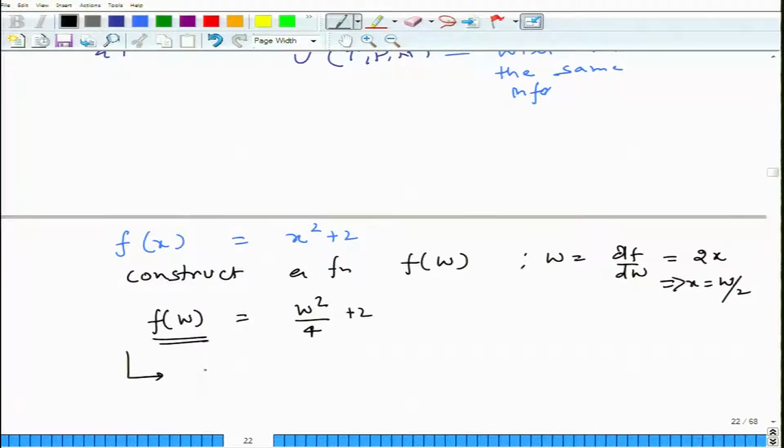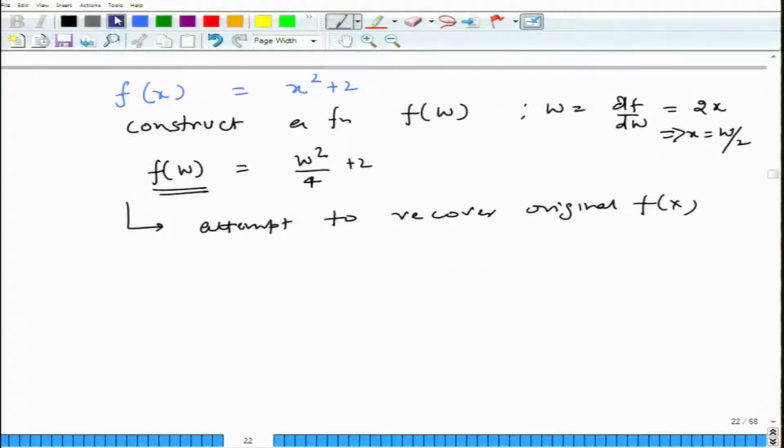Now we are going to attempt to recover the original f of x. That is our objective now. So w is nothing but the derivative of the function. Let us say this is y. Now w is a function, so what we are going to do is, let us assume that this is y, which essentially means w is 2y minus 2, right.